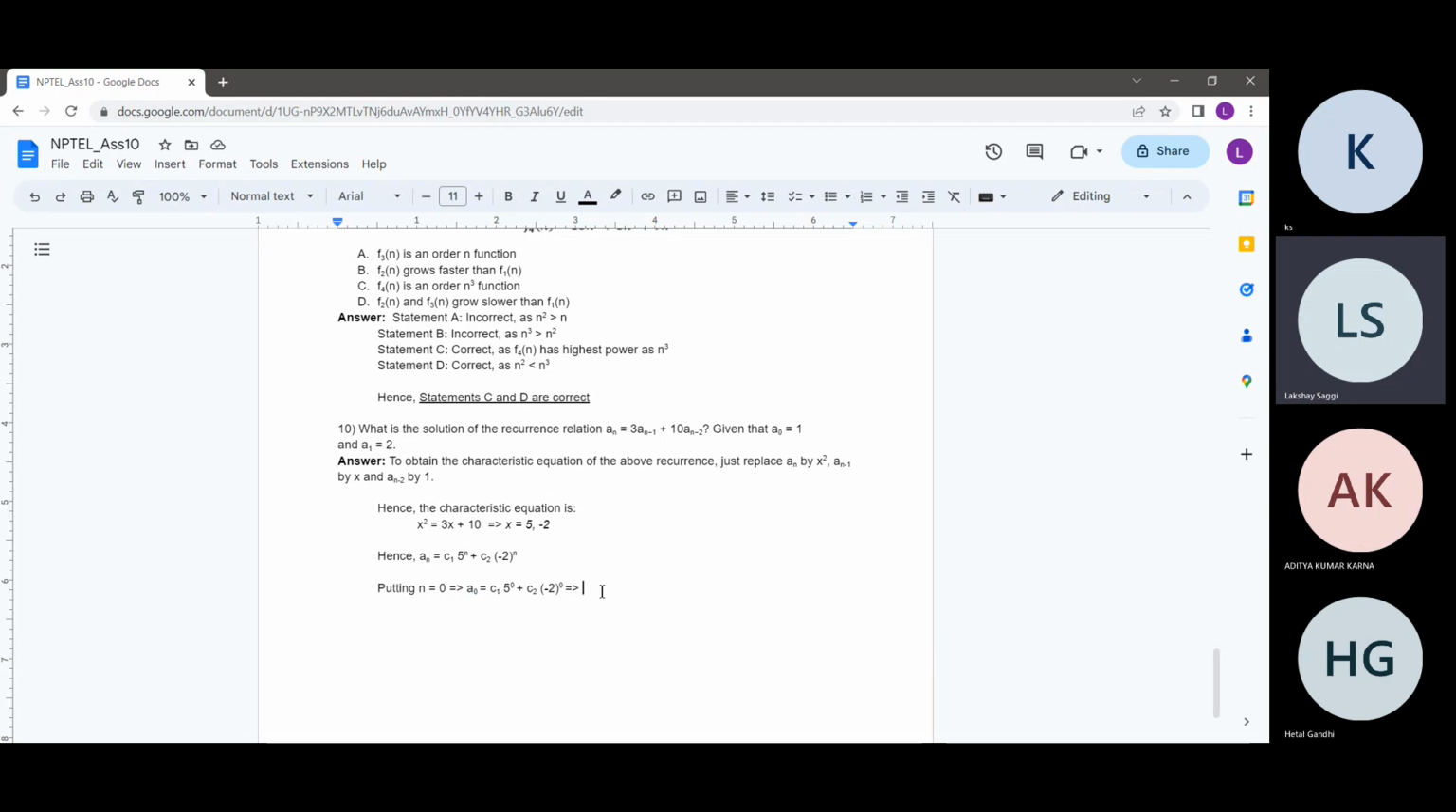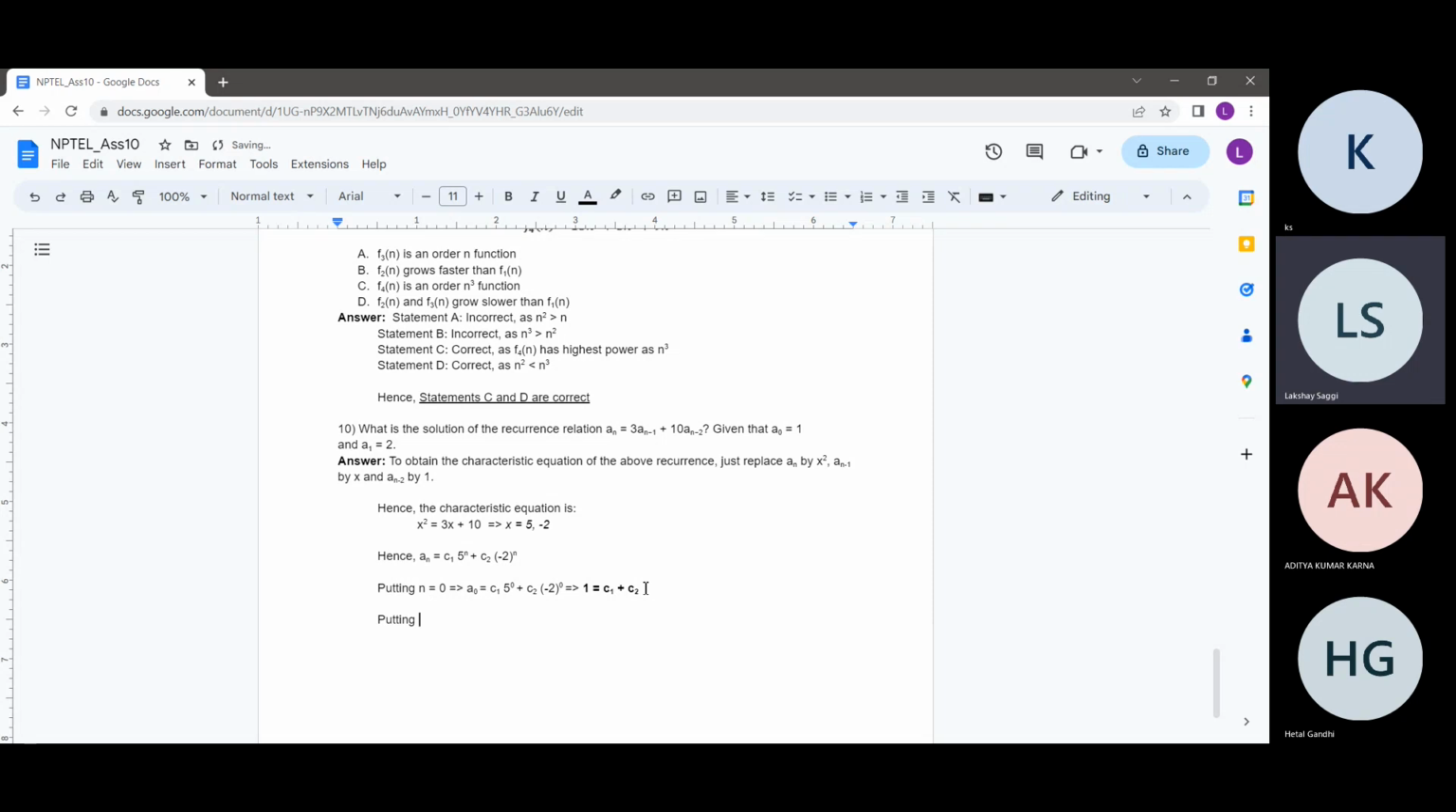We know that a_0 is given as 1. So we'll get the equation as 1 equals c1 times 5 raised to the power 0, which is 1, so c1 times 1 will be c1 only, plus c2 times minus 2 raised to the power 0. This will also be 1, so we'll just have c2 left. So we'll get c1 plus c2 is 1. So this is the equation. Let us bold this. So this was the first equation which we obtained.